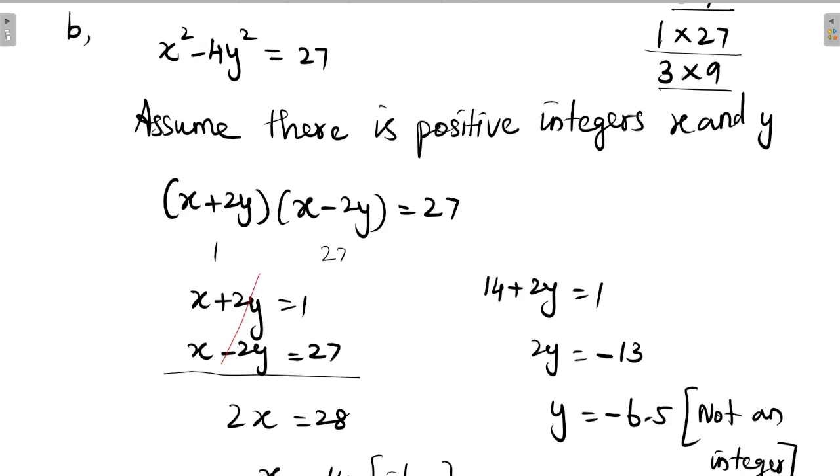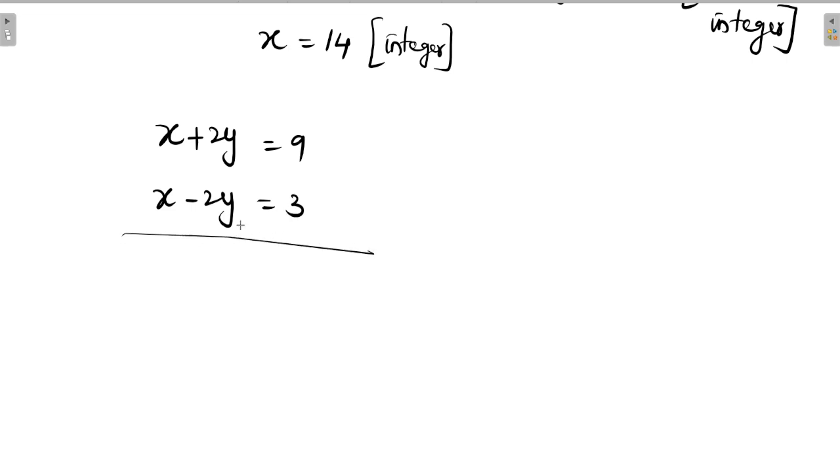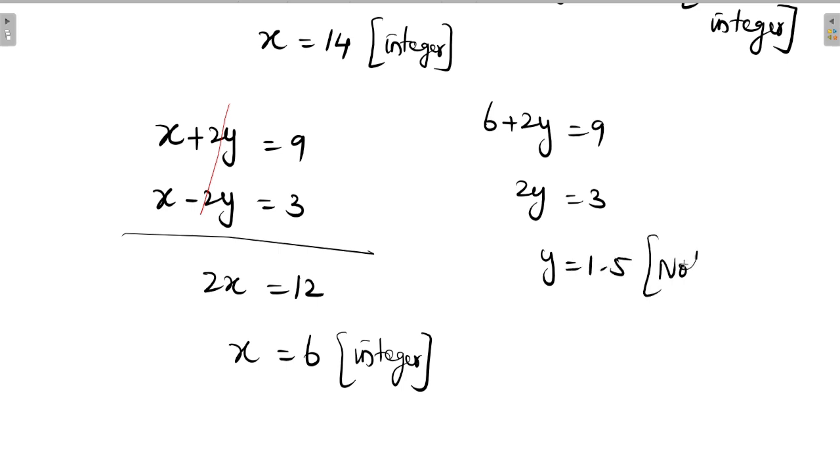Second part is the factors are 3 and 9. So consider the first, x plus 2y is 9 and x minus 2y is 3. By adding, this term will be eliminated. So 2x is equal to 12, x is equal to 6, which is an integer. Now we can replace the value of x. So 6 plus 2y is equal to 9. 2y is equal to 9 minus 6, that is 3. Y equal to 1.5. 1.5 is not an integer.